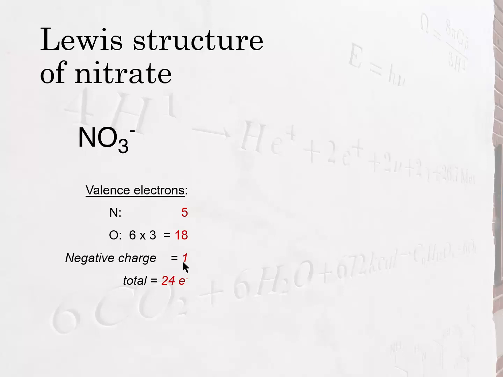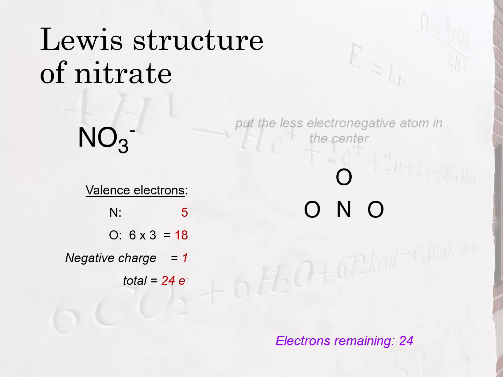Now let's arrange the atoms before we connect them. Again, this takes some intuition, and a good guess is always to put the less electronegative atom in the center, surrounded by the more electronegative ones. For nitrate, that gives us an N surrounded by 3 O's. If I connect each pair with a single bond, I've used 6 electrons and I have 18 remaining.